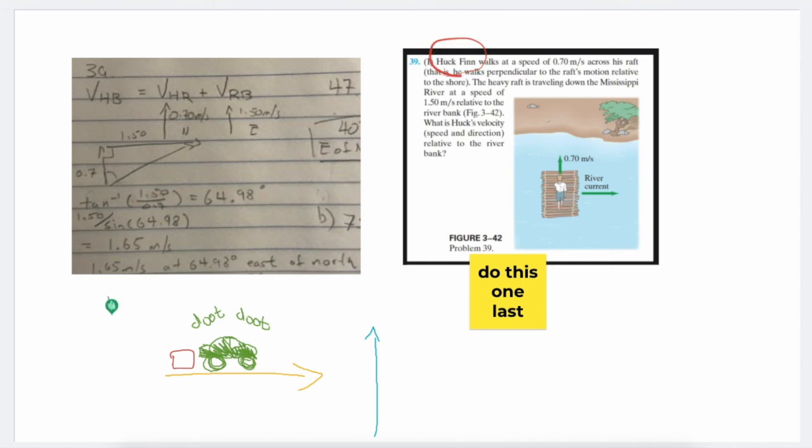Huck Finn walks at a speed of 0.7 meters per second across his raft, perpendicular to the raft's motion relative to the shore. The heavy raft is traveling down the Mississippi River at a speed of 1.5 meters per second relative to the river bank. So the raft is traveling 1.5 meters per second. What is Huck's velocity, speed, and direction relative to the river bank?